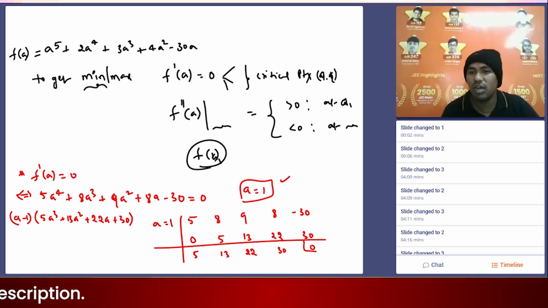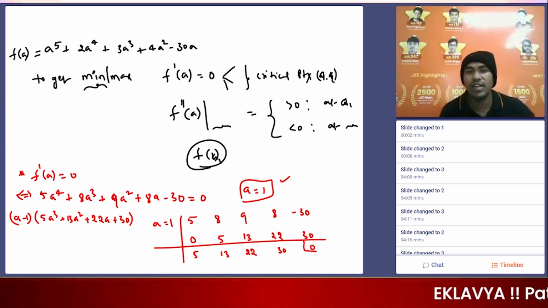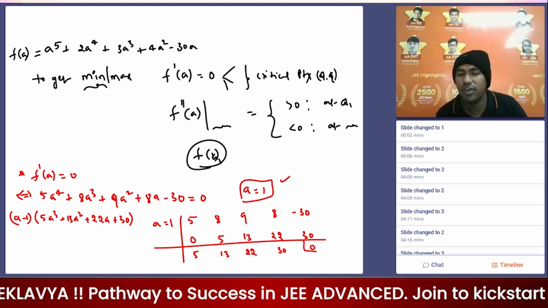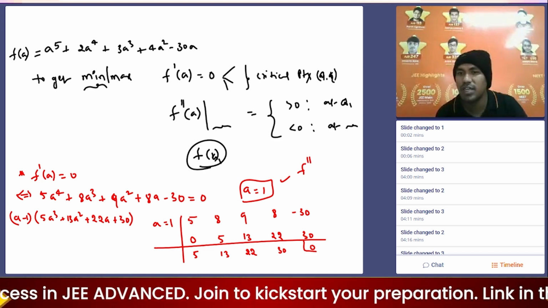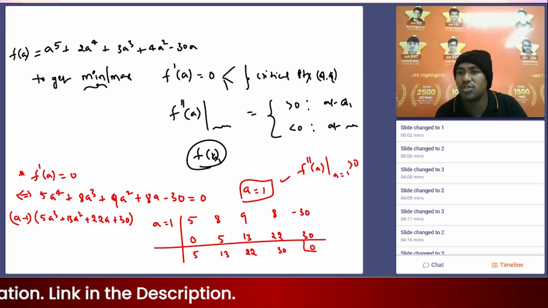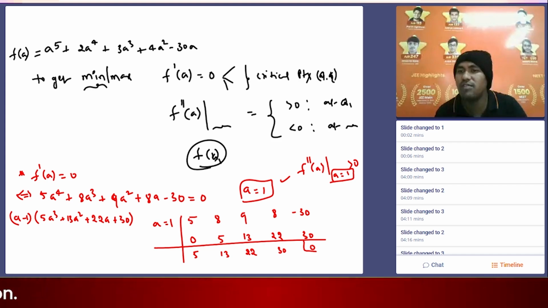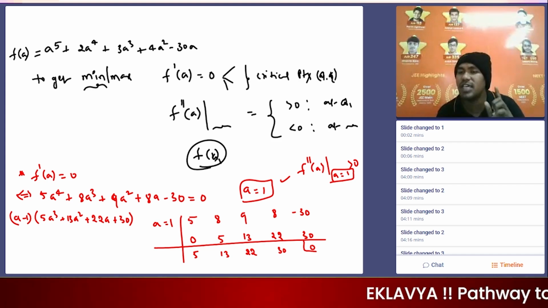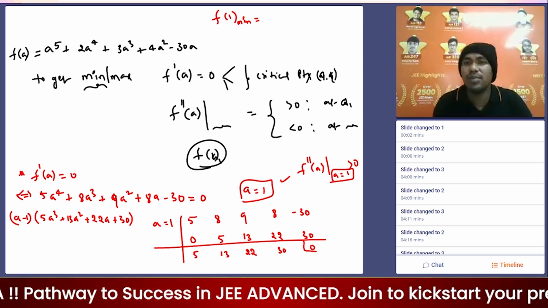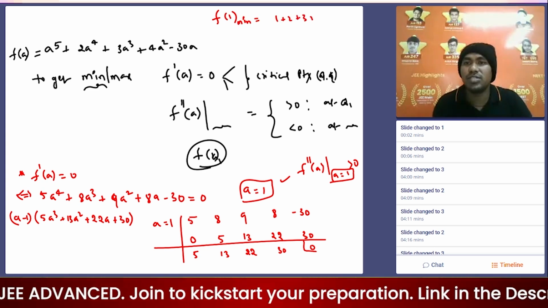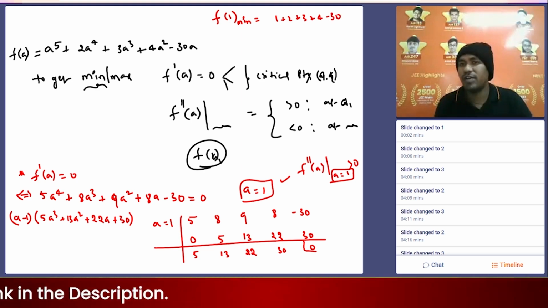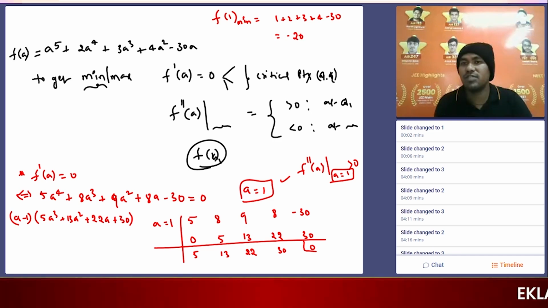Next, we identified one critical value, a equals 1. Take the double derivative. Anyway, the double derivative is going to be positive only, because minus 30 becomes 0 when you take a derivative, and everything else stays positive. That means f double dash of a at a equals 1 is greater than 0, so a equals 1 gives the minimum value. By substituting, f of 1 will be our minimum value: 1 plus 2 plus 3 plus 4 minus 30, which is 5, 7, 10, 10 minus 30, equal to minus 20.